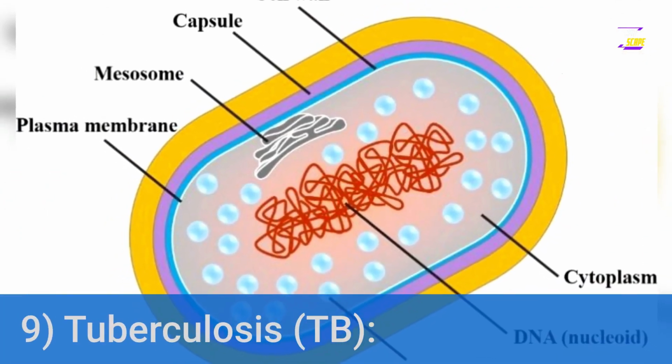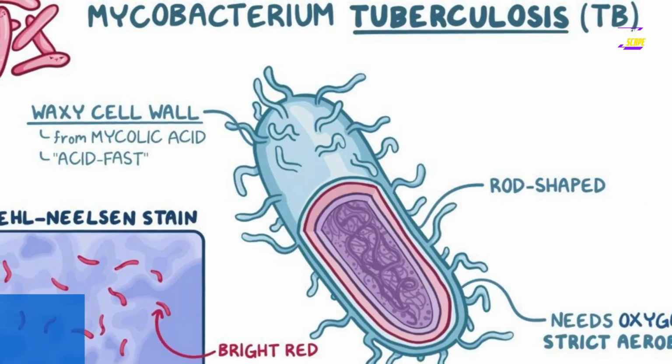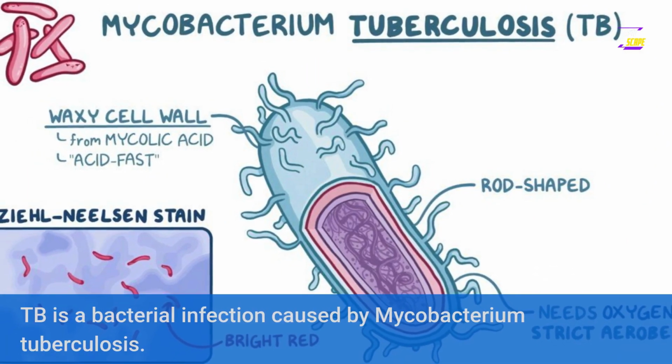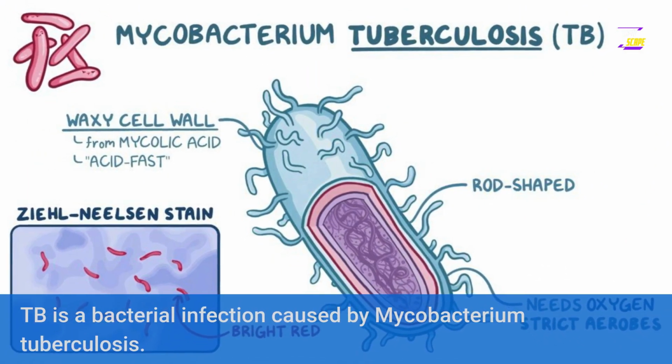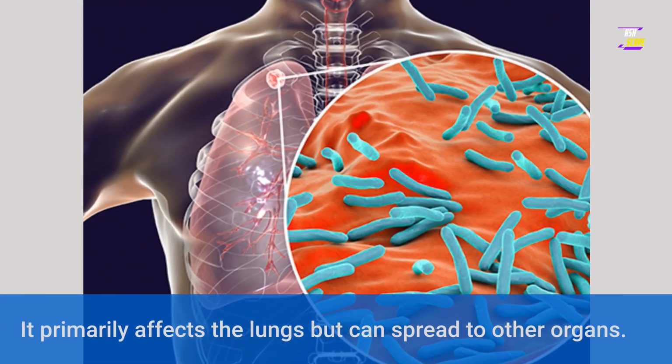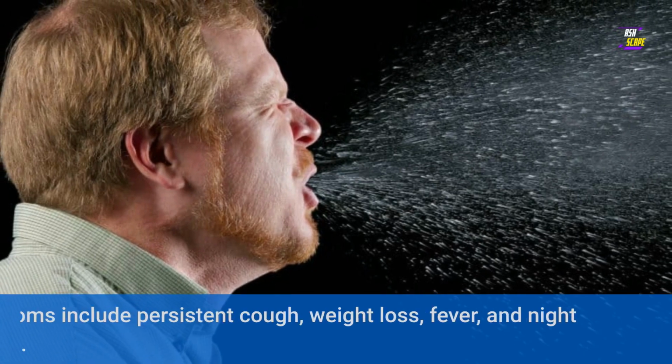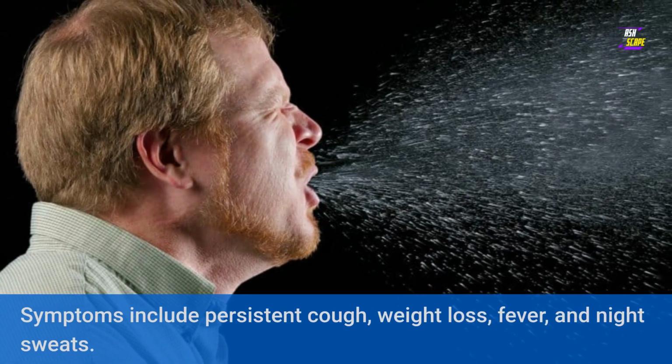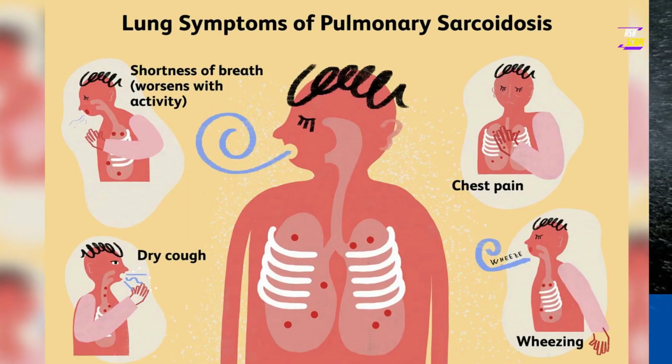9. Tuberculosis, TB. TB is a bacterial infection caused by Mycobacterium tuberculosis. It primarily affects the lungs but can spread to other organs. Symptoms include persistent cough, weight loss, fever, and night sweats.